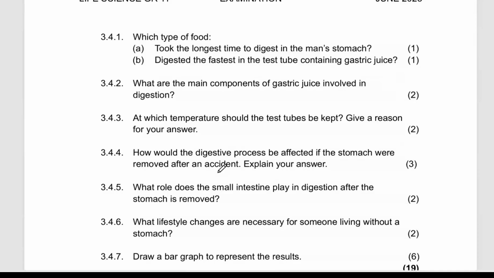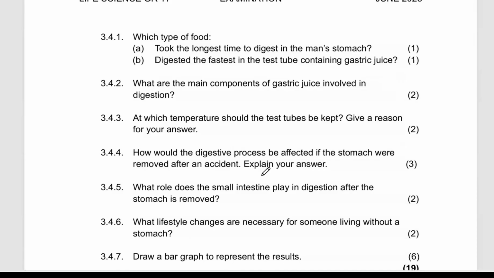Then they're saying question 3.34, how would the digestive process be affected if the stomach were removed after an accident? Explain your answer. If you don't have the stomach, then what happens?